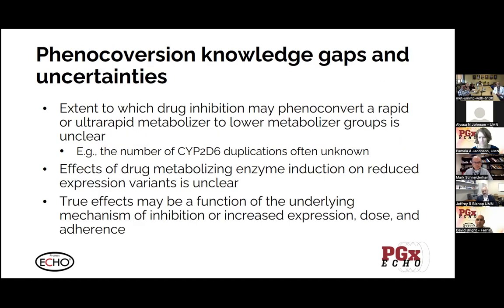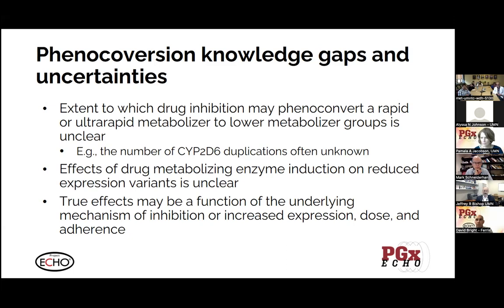So I think it's important to think about this also in the context of our knowledge gaps and uncertainties that admittedly exist. First of all, the extent to which drug inhibition may phenoconvert a rapid or ultra-rapid metabolizer to a lower metabolizer group is unclear. A good example of this is that the number of CYP2D6 duplications is often unknown and not reported by commonly used commercial pharmacogenetic tests. So whether the co-administration of a strong or moderate inhibitor has different effects for somebody with 3 copies of CYP2D6 versus 13 is really not well described.